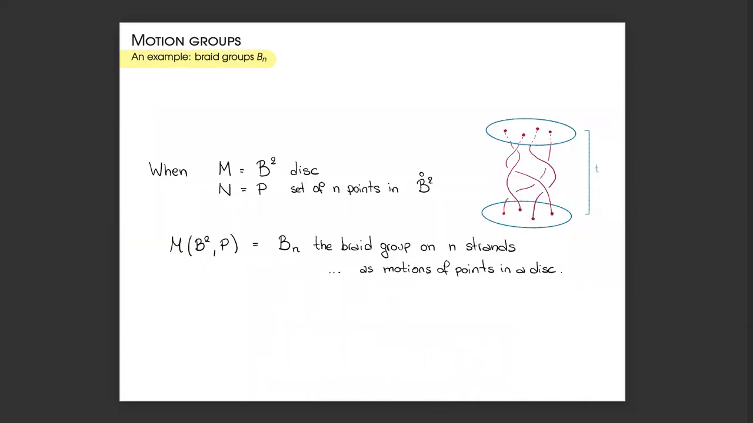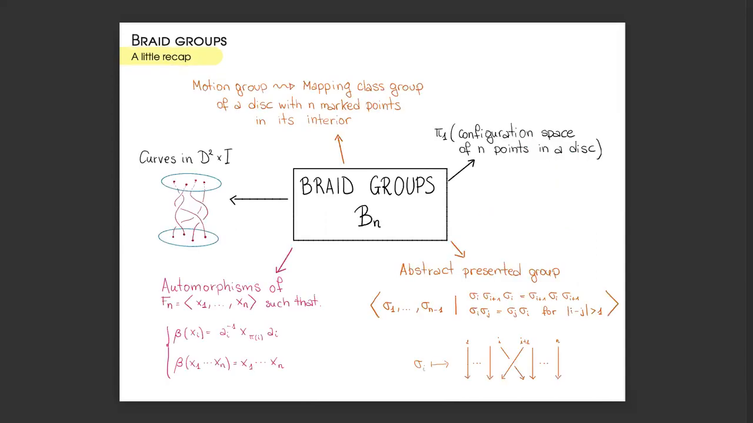An example, not surprising since that was the inspiration, is the braid group, where we take M to be the disk and N to be P, a set of endpoints in the interior of the disk. A little recap, I don't know what the background is here. I imagine that most people are familiar with the braid group, but just in case, just to be all on the same page.